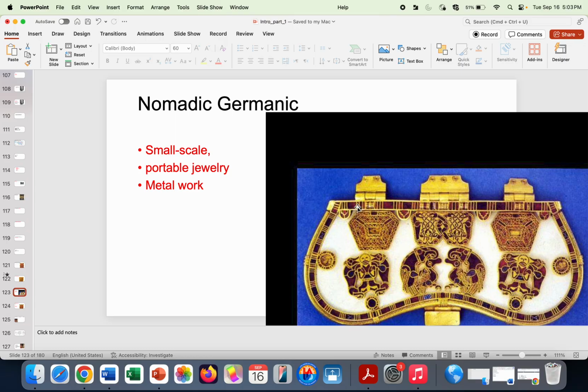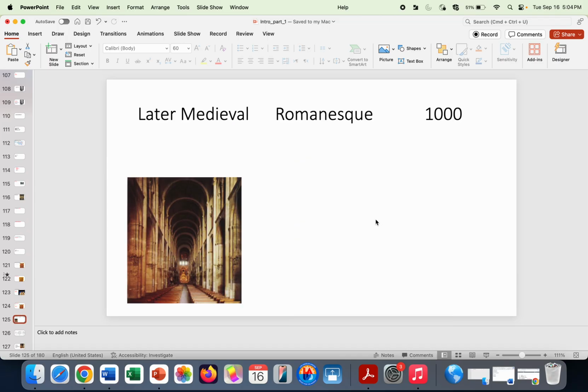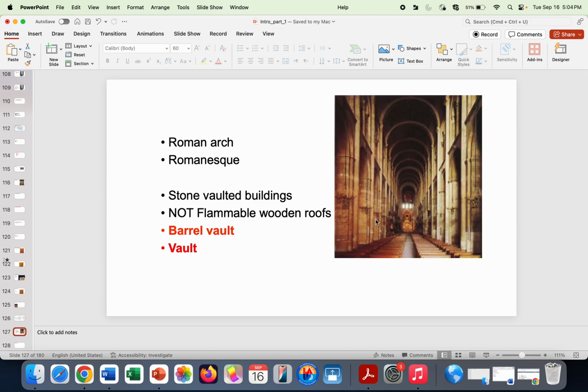Small groups make metal art, portable art, like this Germanic art here. And then Hiberno-Saxon is part Irish and part Viking, so it's part abstract, but part with a cross. Okay, then we have some churches in here, Romanesque and Gothic.